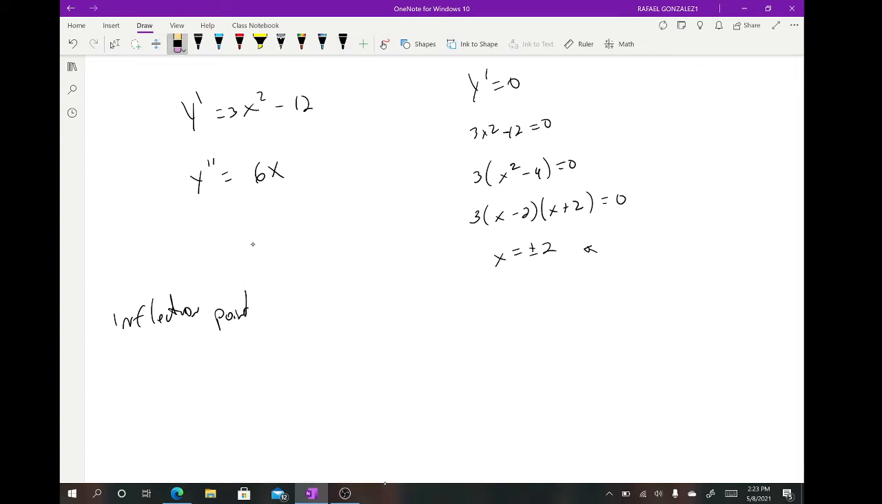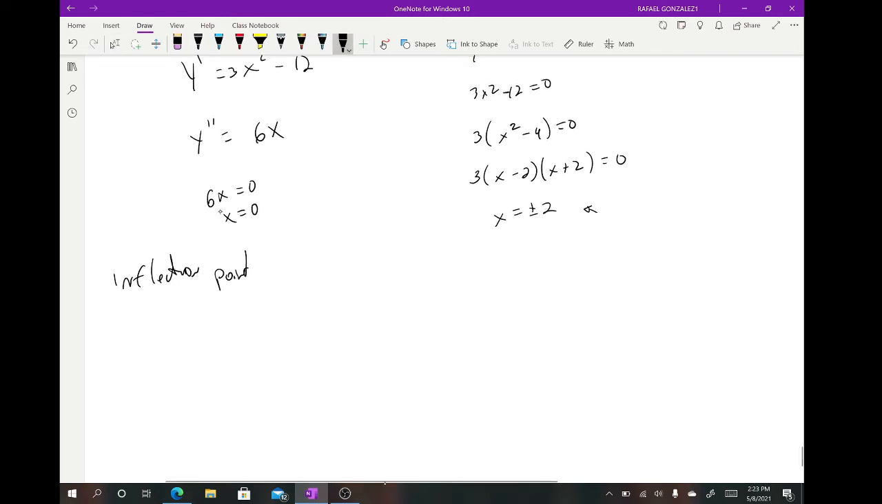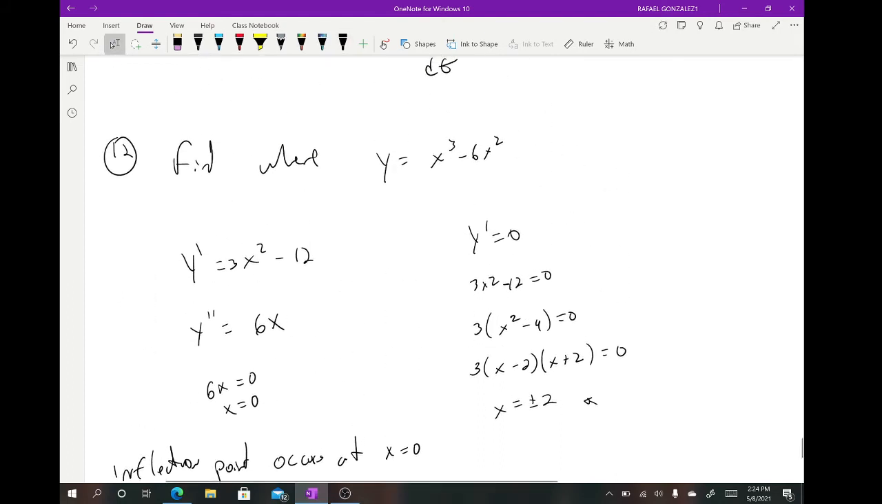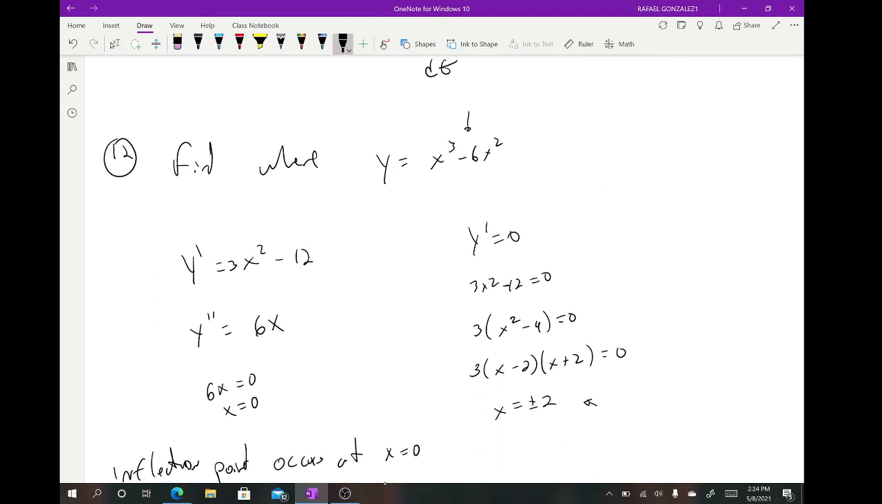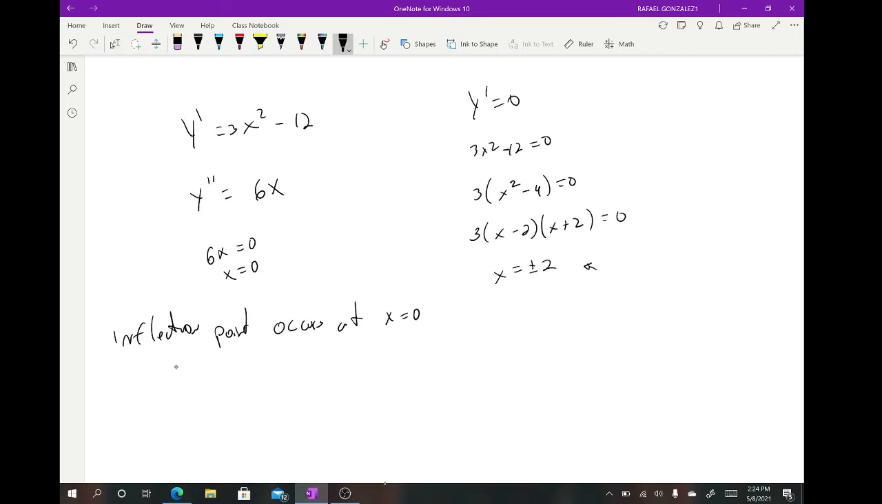Let me clean this up a little bit. So 6x is equal to 0 when x is equal to 0. So that means that the inflection point occurs at x equals 0. You could actually find out what that point is by going into the original problem and plugging in 0. So the inflection point is 0, 0, the origin.